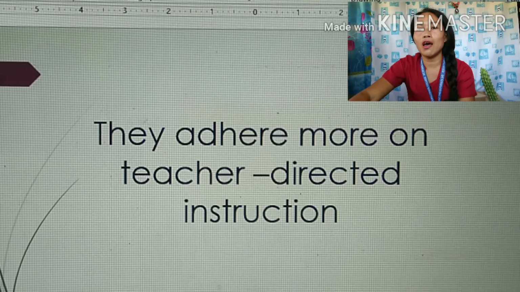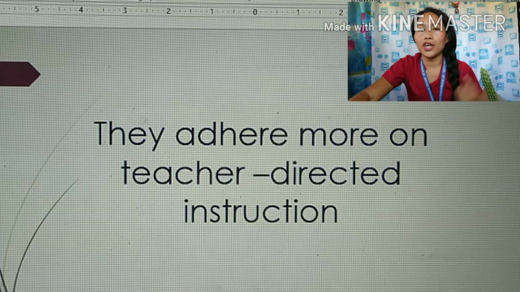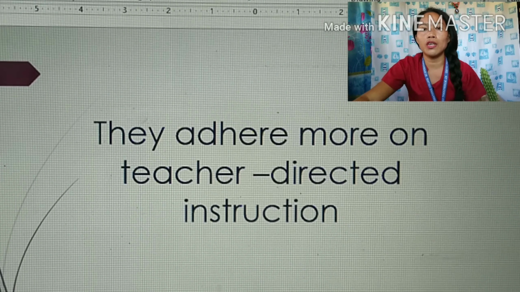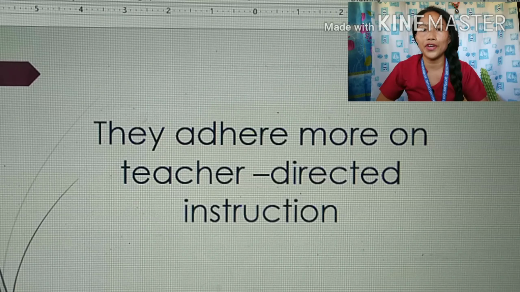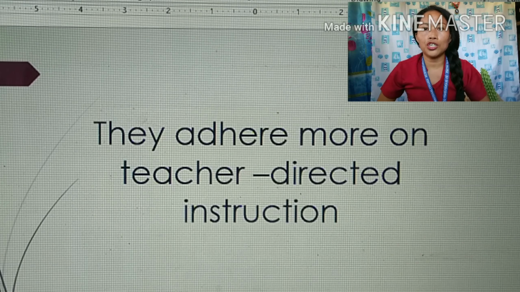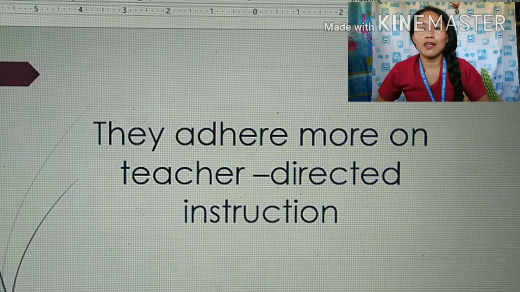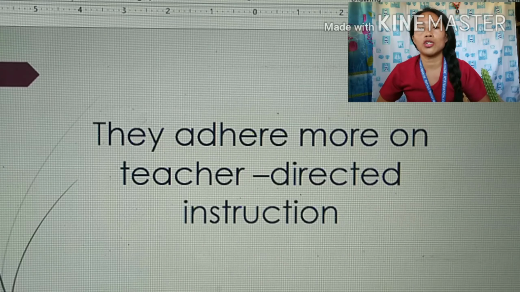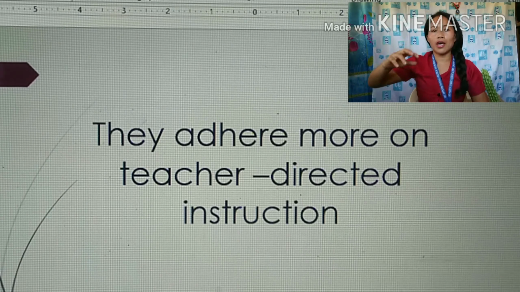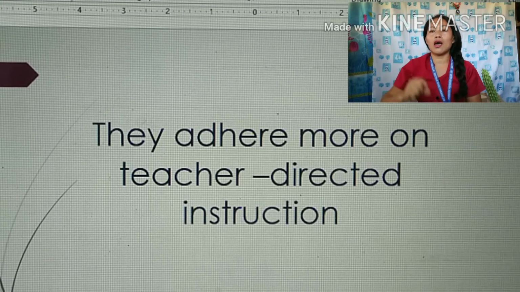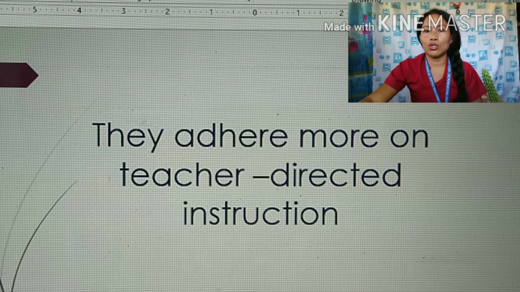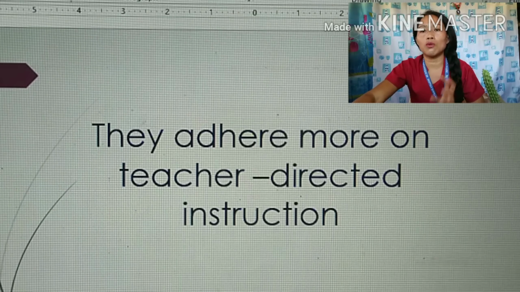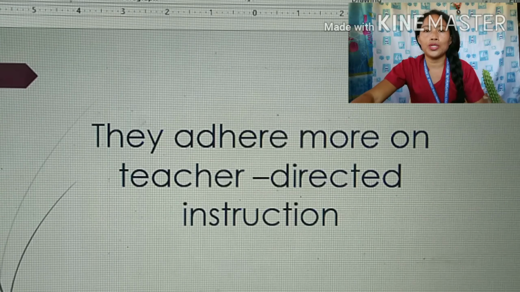Next one, they adhere more to teacher-directed instruction. Why? Because they believe teachers are trained professionals who should guide and direct the learning of students. Teachers use explicit teaching techniques to teach special skills to their students, where a teacher typically stands in front of a room and presents the information. So the teacher will direct the instruction to the students.